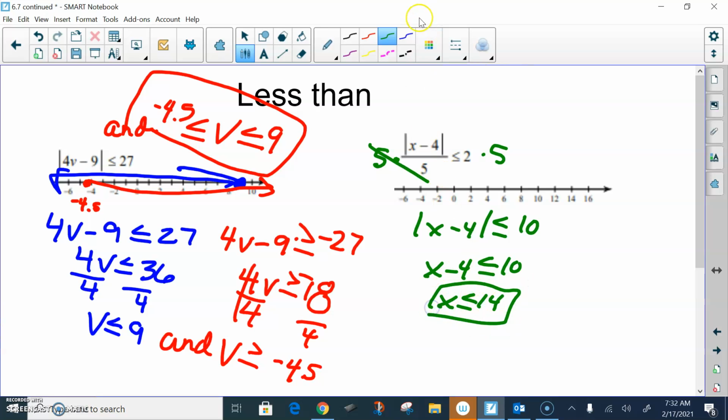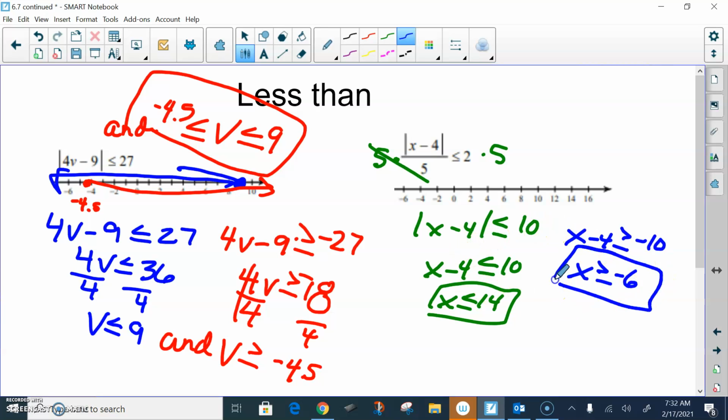Now we do it one more time. So we say x minus 4 is greater than or equal to negative 10. We're going to add 4 to both sides. We get negative 6. So let's see what that looks like on the number line. We go to negative 6. Again, it's a closed circle. And it has to be greater than, so we're going to shade to the right. And this one, we find 14, closed circle, shade to the left.